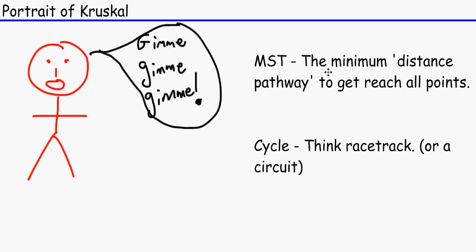And a cycle, which you need to know, is just basically a series of connected edges that, like in a circuit, electricity could just go all the way around, over and over and over again. It's like a racetrack. You can just go over and over a racetrack again.